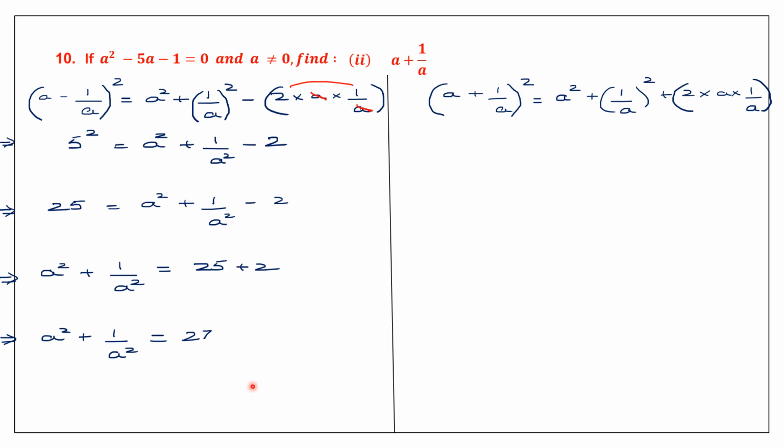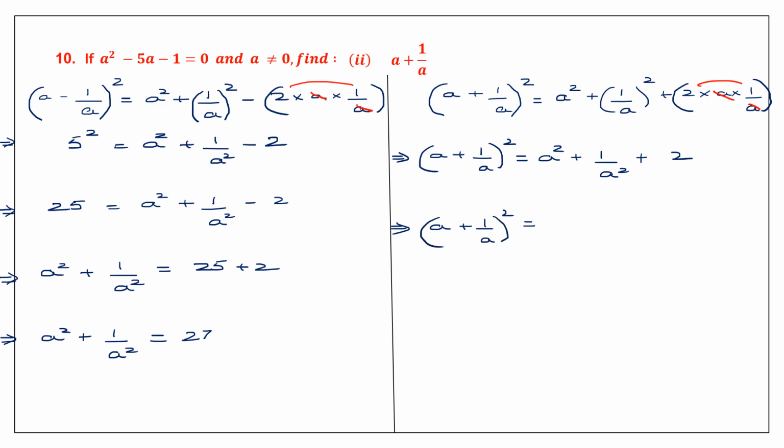Now here we need to find a plus 1 by a. So that's what we need to find. So that will remain as it is. So now in our next step, we write a plus 1 by a as it is, because this is what we need to find, and the square of this now. So this is a square plus 1 by a square plus, again the a's get cancelled and we only have 2. So now in the next step we have a plus 1 by a the whole square.